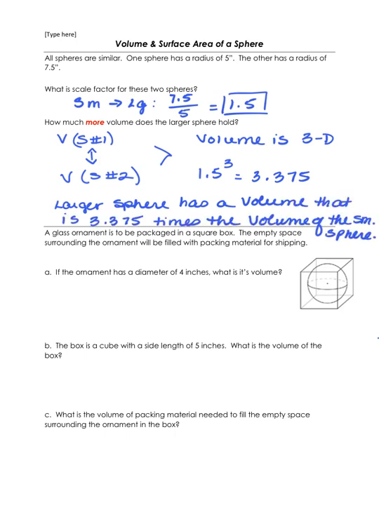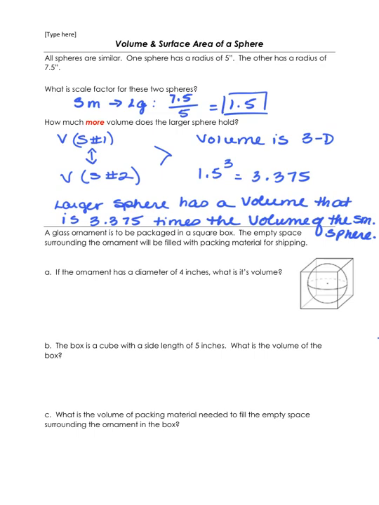This same idea applies to surface area as well, but remember that surface area is an area calculation, and so we only need to raise that scale factor to the second power to see how it affects the area moving from the smaller sphere to the larger sphere. If we were to take 1.5 and square it, we would get 2.25. That means the larger sphere has a surface area that is 2.25 times the surface area of the smaller sphere.